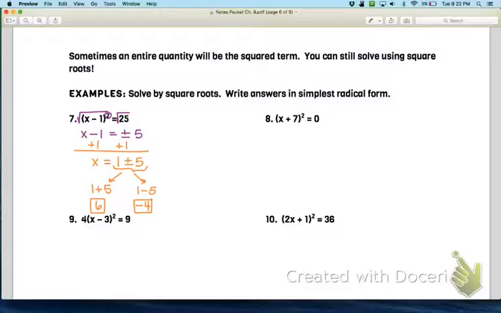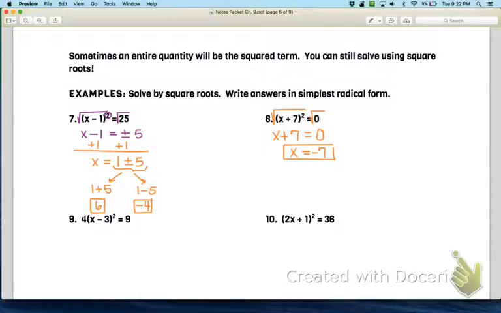So once we've done number 8, we'll square root both sides and we get x plus 7. But this is one of the weird ones where when you square root 0, you don't get plus or minus, you just get 0. So that means I only get one answer. I subtract from both sides and that's all I get.